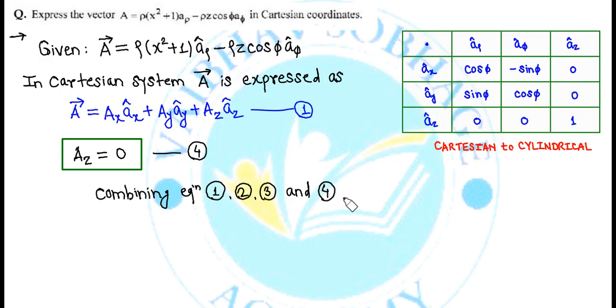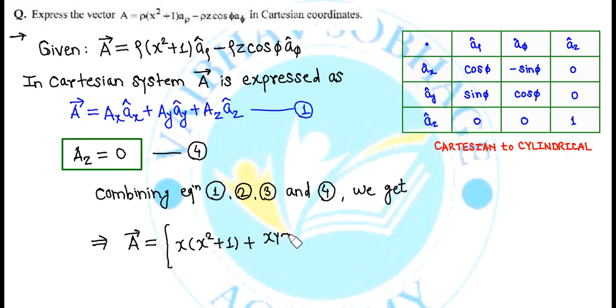From this, we can express the given vector A, not in the cylindrical system, but in the Cartesian system. Your vector A will be what now? So put in the values of AX. What is the value of AX that we found on the previous slide? That AX is x into x square plus 1 plus xyz divided by the square root of x square plus y square.